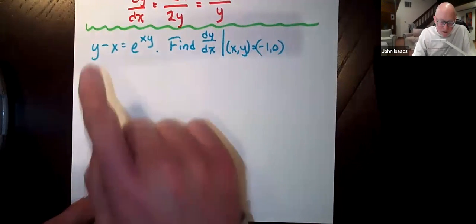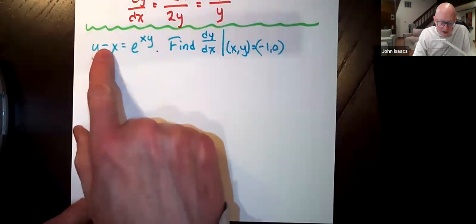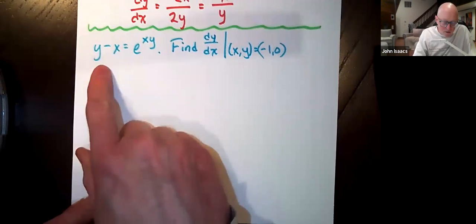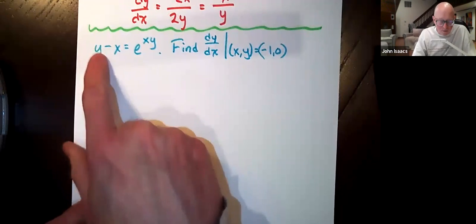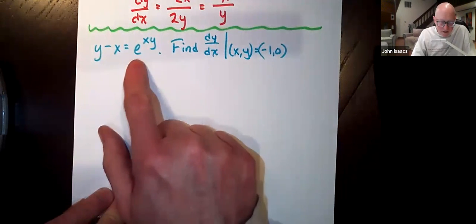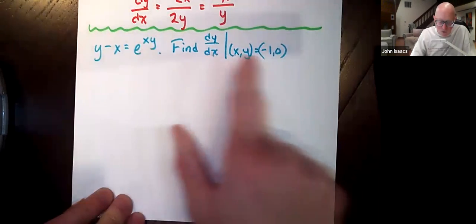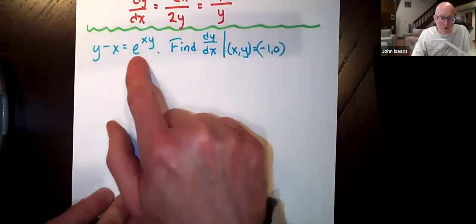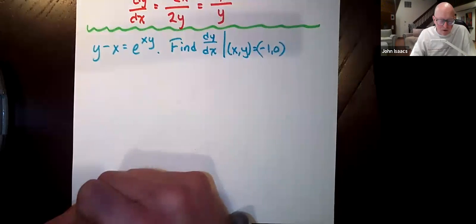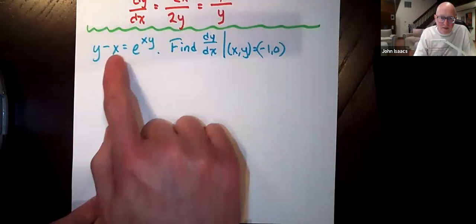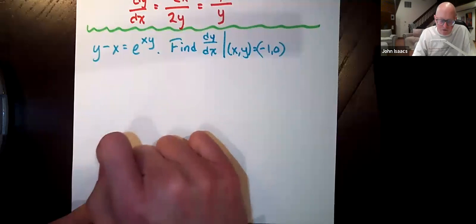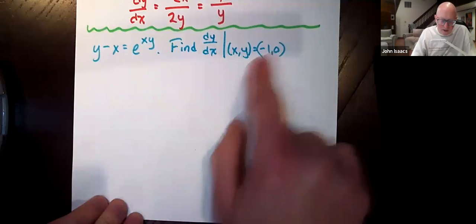Let's see. y is 0, negative of -1, so this side is 1. That makes sense. And then e to the xy, well, if y is 0, this is basically e to the 0. e to the 0 is 1. Anything raised to the 0 power is 1. So 1 equals 1, so that's good. So this point is actually on the graph, and we're looking for the slope at that point.